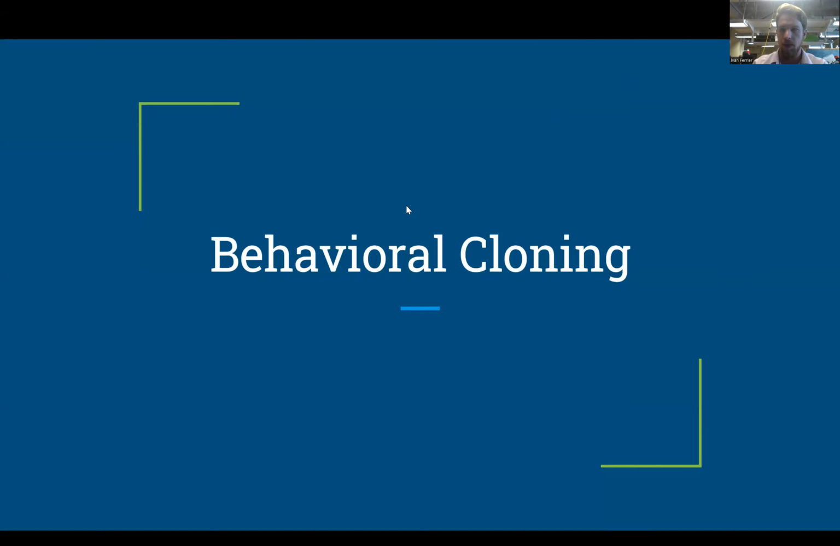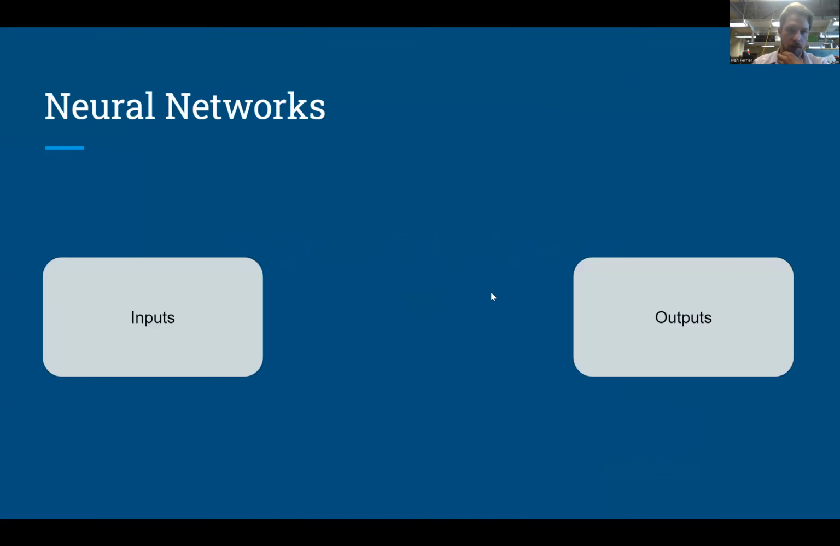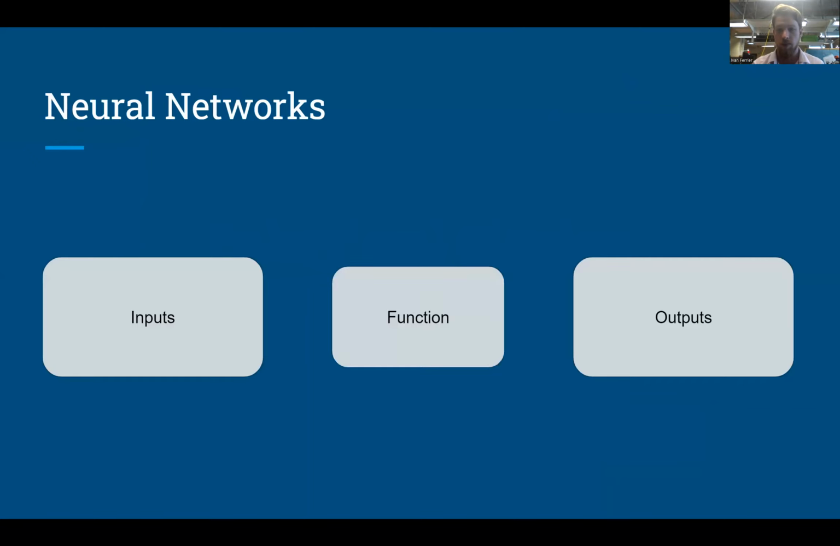Behavioral cloning is based on neural networks, and essentially what a neural network is going to do is take inputs and outputs and find an algorithm that will get you from those inputs to those outputs. So the goal in a neural network is to find a function that has a high accuracy for the given inputs to the given outputs.